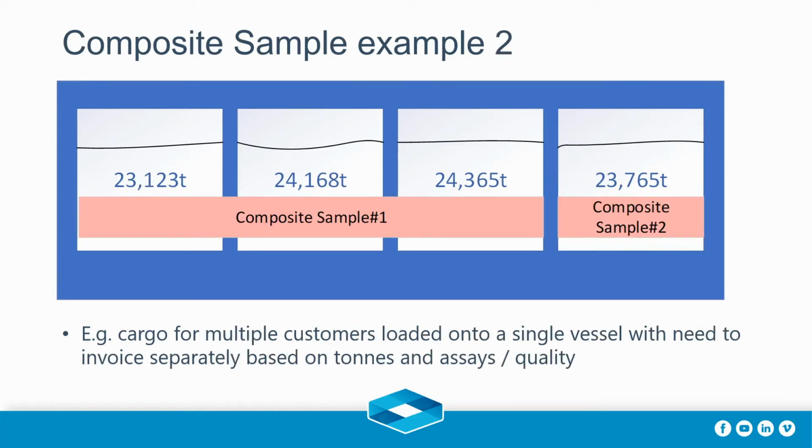A second example would be if you have 2 customers sharing a vessel, and each customer wants their own sample taken. So you can create a composite sample number 1 and apply it to the first 3 holds, and then the second composite sample and apply that to the remaining hold.